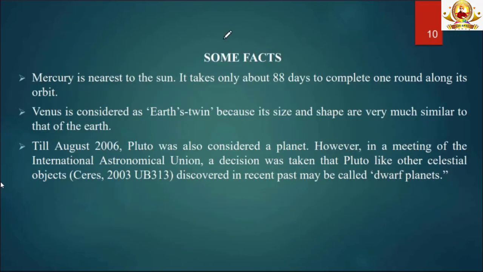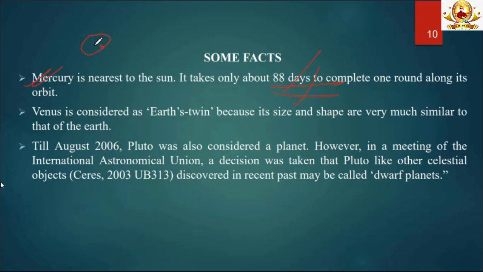These are some facts which you should remember. Mercury is nearest to Sun, and it takes 88 days to complete one round along its orbit. In contrast, if we talk about Moon and Earth, Moon takes 27 days to orbit Earth, and Earth takes 365 days to orbit Sun. That is why we call it a year. So Mercury is fastest. Why is it faster? Because it's close to Sun.